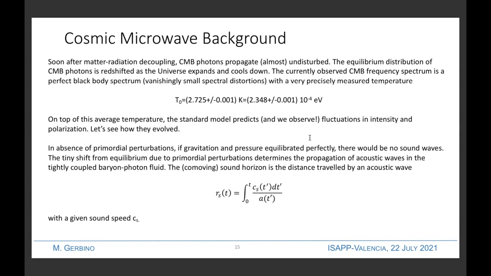which corresponds to 10^-4 eV. This is the average temperature, but on top of this temperature, the standard model predicts tiny fluctuations in intensity, and we will see also in polarization. And the very cool thing is that not only does the standard model predict these fluctuations, but we have been able to observe these fluctuations very, very precisely, both in temperature and polarization. And this represents another extremely good prediction of the standard model, an extremely good success of the standard model of cosmology.